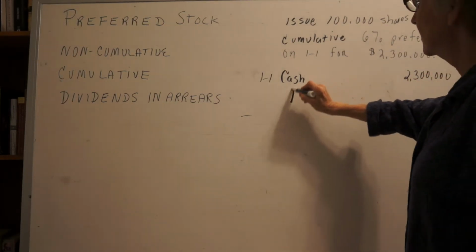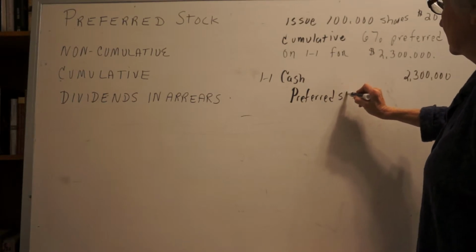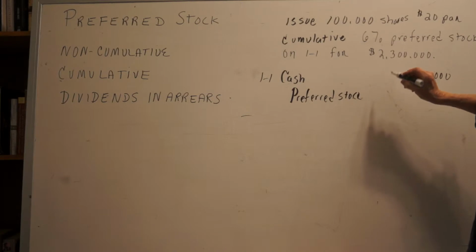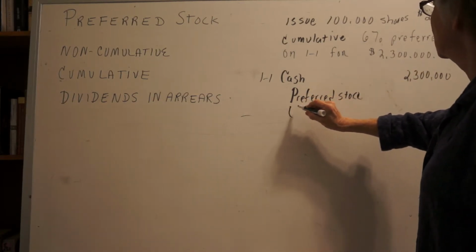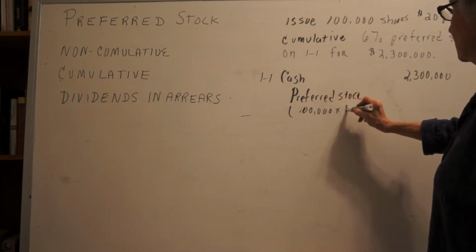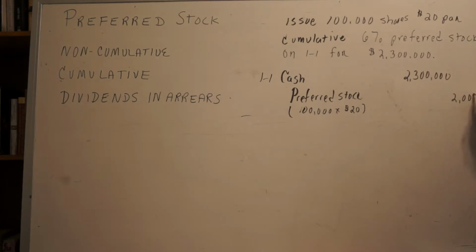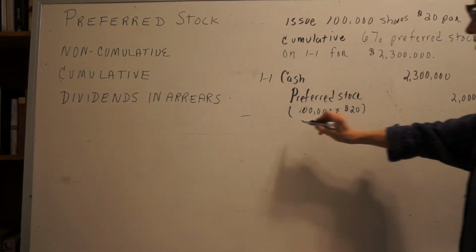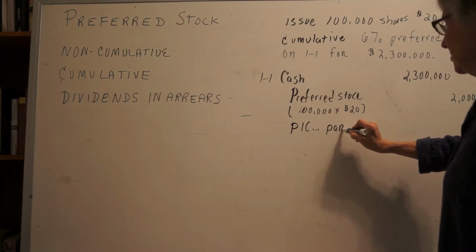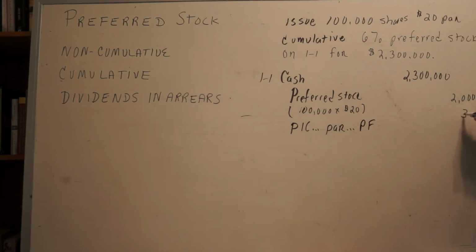And then we have our preferred stock, and the only amount that we attribute to that would be the $20 par. Okay, we issued 100,000 shares times the par value. So that comes out to $2 million. And so we have paid in capital in excess of par value on our preferred stock of the difference, which is 300,000.